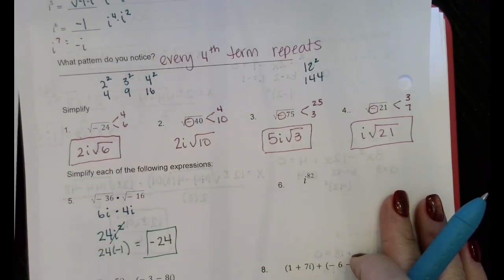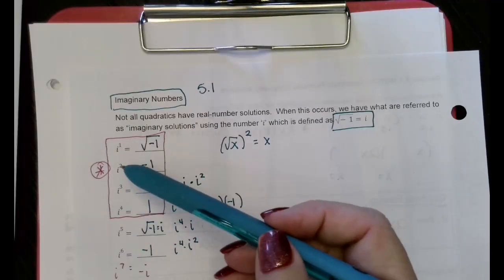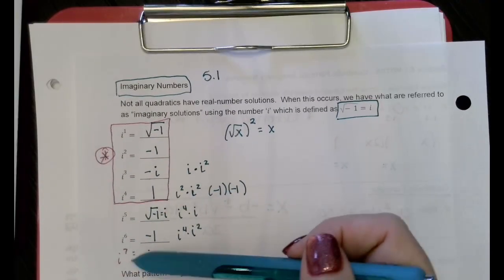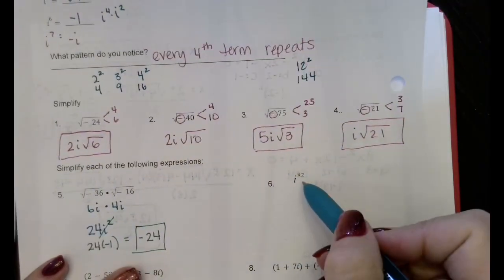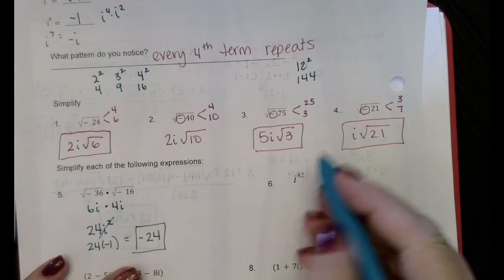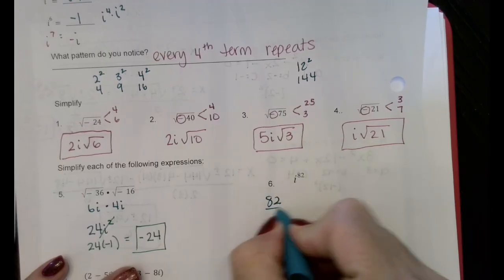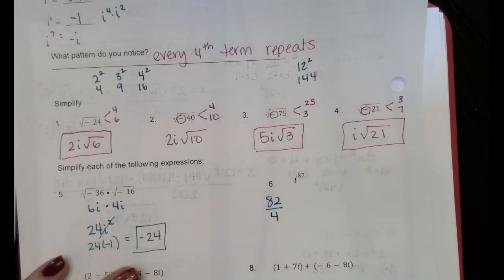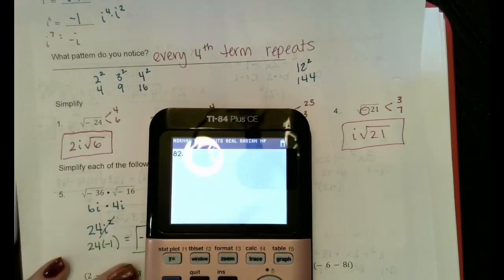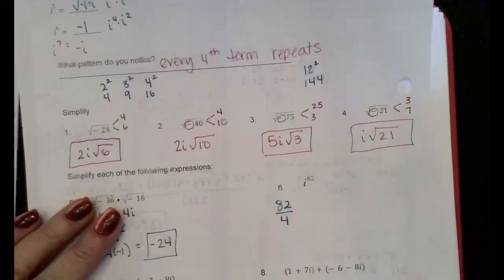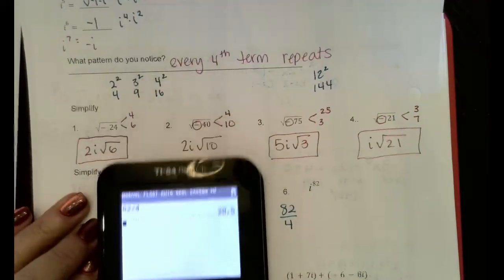So what happens here is if we have this power to the 82, we're not going to continue to make this pattern. We're not going to say, you know, i to the 7, i to the 8, i to the 9, all the way up to 82. That would be ridiculous. It would take all day long. But we know that it repeats after every 4. So if I take 82 and I divide it by 4, then I get 20. 20 is the whole number that I get.